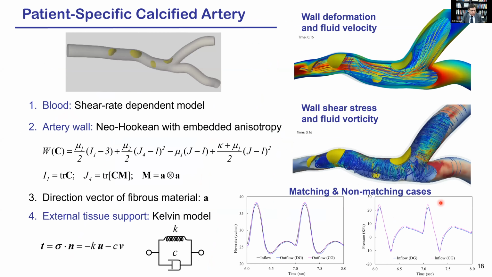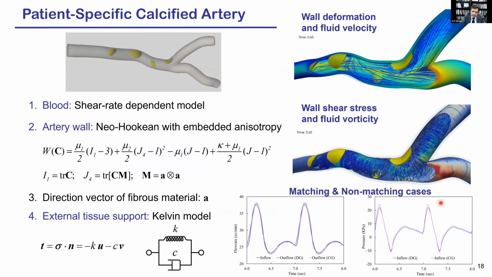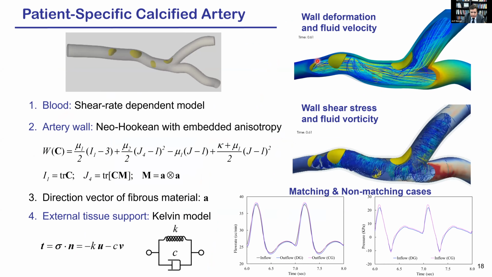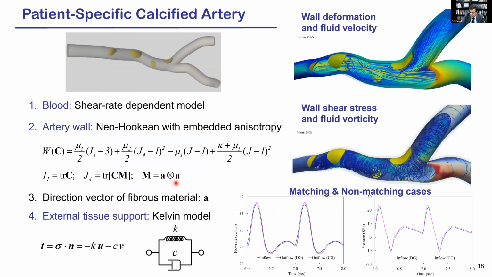So now that we have this framework, let's apply it to a more interesting problem. Here is a patient-specific calcified artery. This calcification is an order of magnitude stiffer than the artery, and the artery wall by itself is modeled with the Neo-Hookean material with an embedded anisotropy, where M is a second order tensor that accounts for this anisotropy.